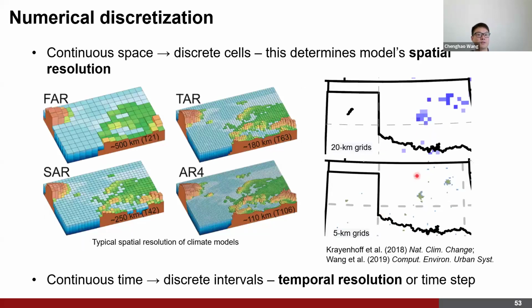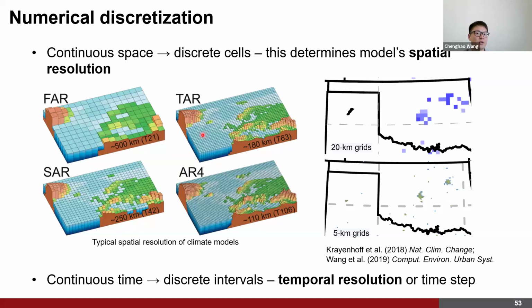So these discrete cells directly determine the model's spatial resolution. In general, commonly used global or regional climate models often have very coarse spatial resolution. Most of them are at 1 degree or even coarser. This figure actually shows the continuous improvement of model resolution across four different IPCC climate change assessment reports. So this is the first one, second one, third one, and AR4, the fourth assessment report.